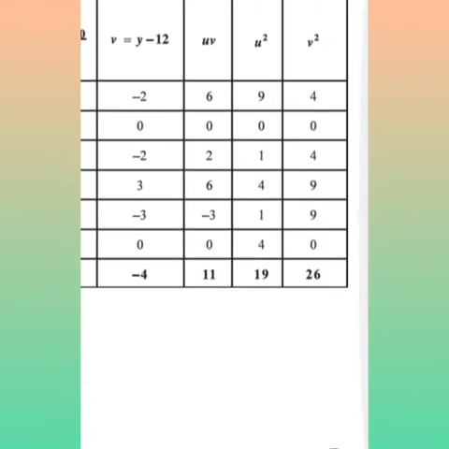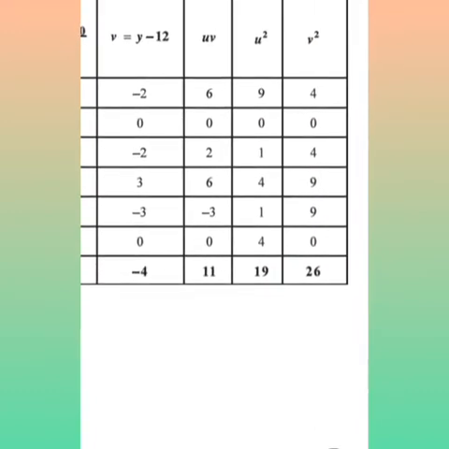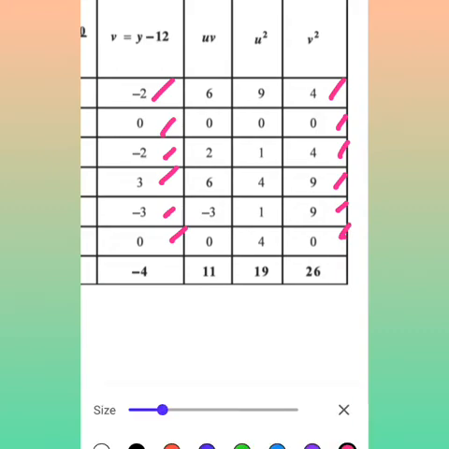Then we will get on to our v square. Now v square, again the same concept, right? What is the square of minus 2? It's 4. The square of 0 is 0, minus 2 is 4, 3 is 9, minus 3 is 9, 0 is 0. Again see the whole total. The whole total of this is coming up to 26.